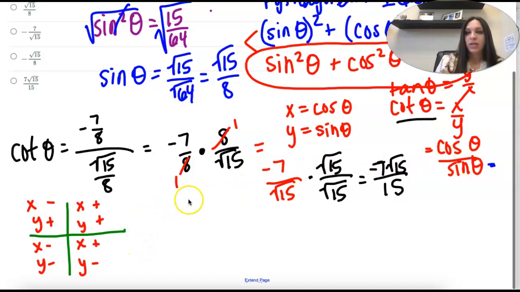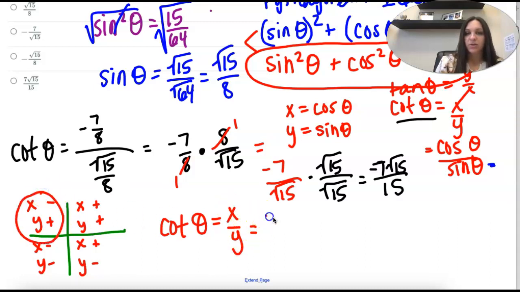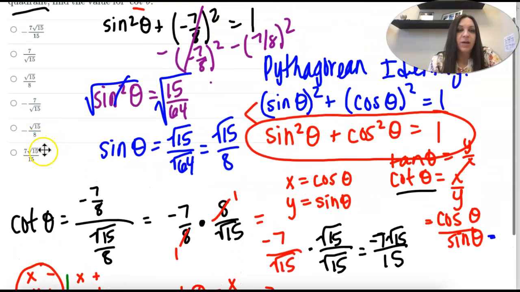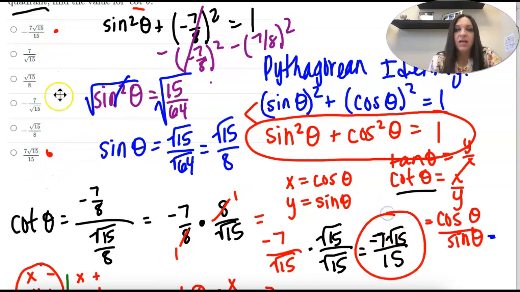So cotangent is x over y in the second quadrant. So negative divided by positive is a negative. So if you look at your answers, we had 2 to choose from. One's positive, one's negative. We're going to keep the negative because we're in the second quadrant.